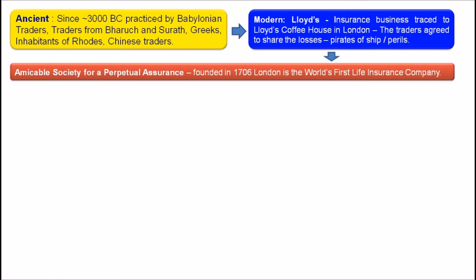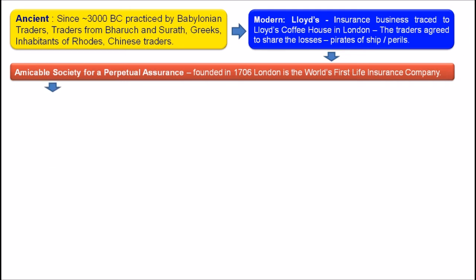Next, Amicable Society for a Perpetual Assurance. It is the world's first life insurance company, which was founded in 1706 in London. It is the world's first life insurance company.